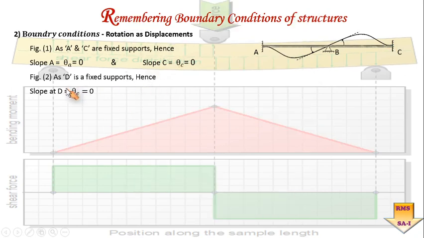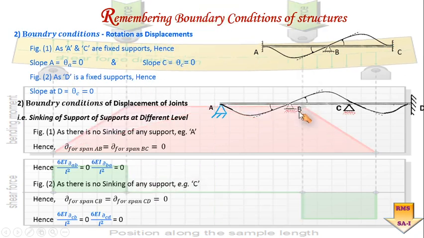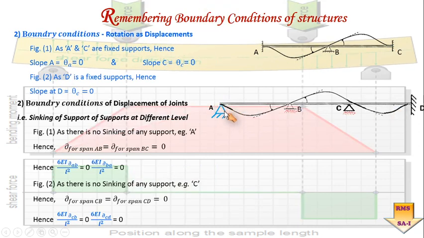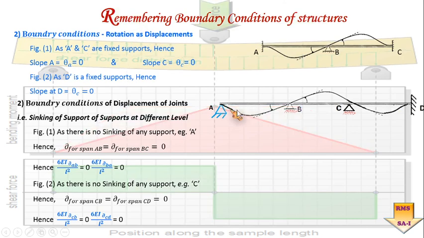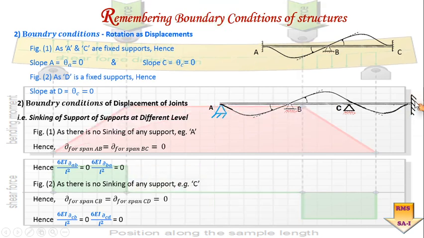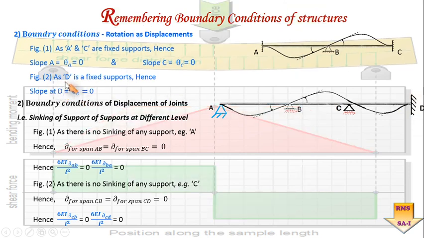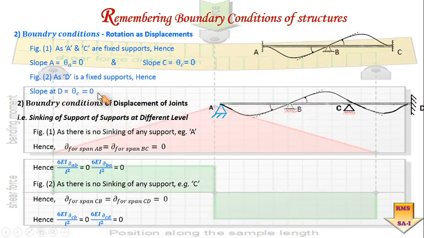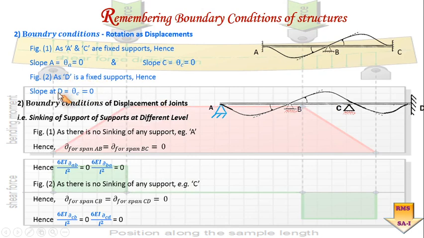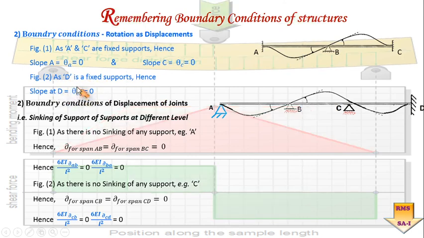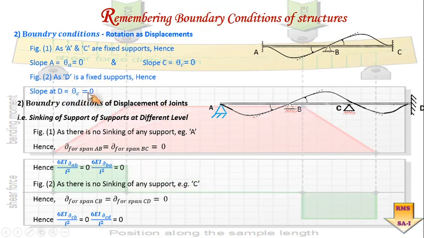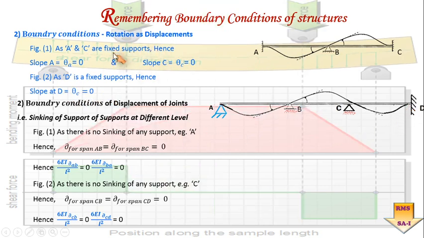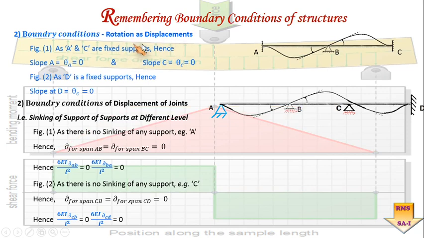Is it okay? Now in the second figure you can see joint A is a hinge, whereas joint D is fixed. So in this second figure, at joint D being fixed, slope at D should be equal to 0. Slope at D means theta D is equal to 0. Theta D is equal to 0. Is it okay? So this is the understanding of rotation as a displacement.